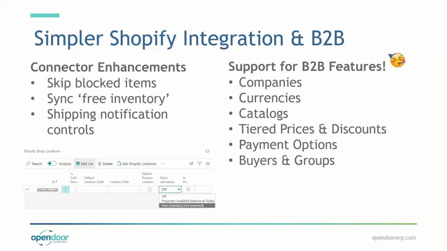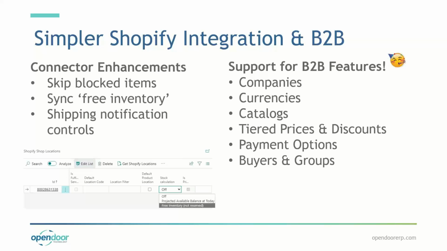Another improvement: the projected available balance method for stock sync is not the favorite of many people. So there's a new method called free inventory, not reserved. What it does is take the current inventory, subtract what's reserved, and ignore the expected receipts or demand, so you don't have to worry about dates if it's not something you strictly manage. There's also a new control for shipping notifications, to tell Shopify if it should send notifications or not from the orders that are processed in Business Central.